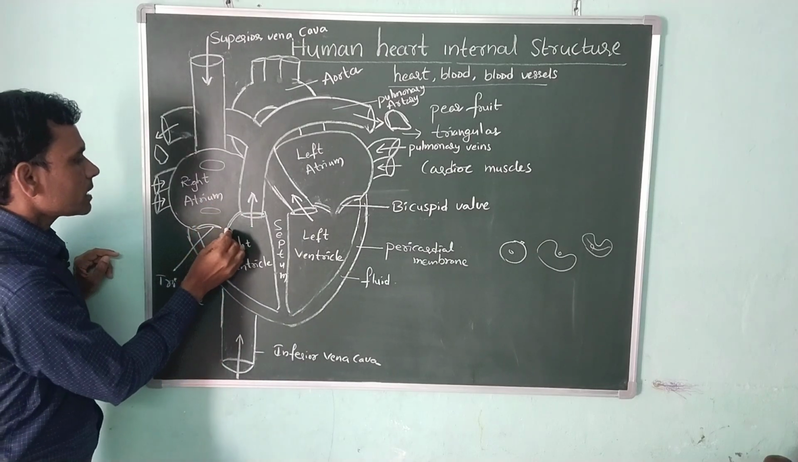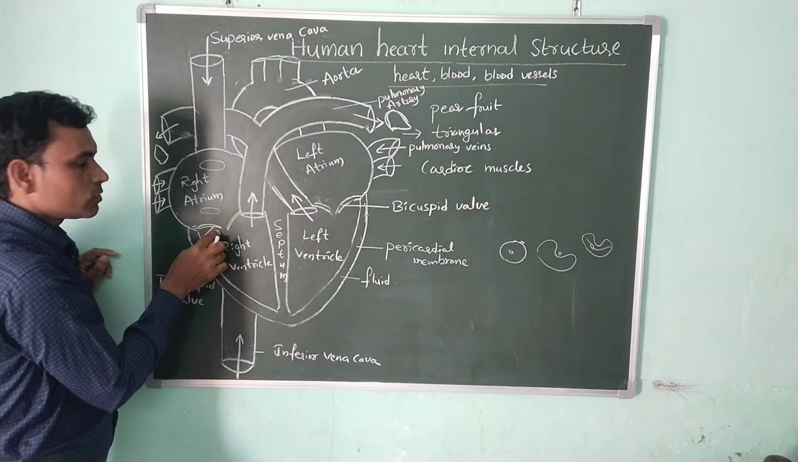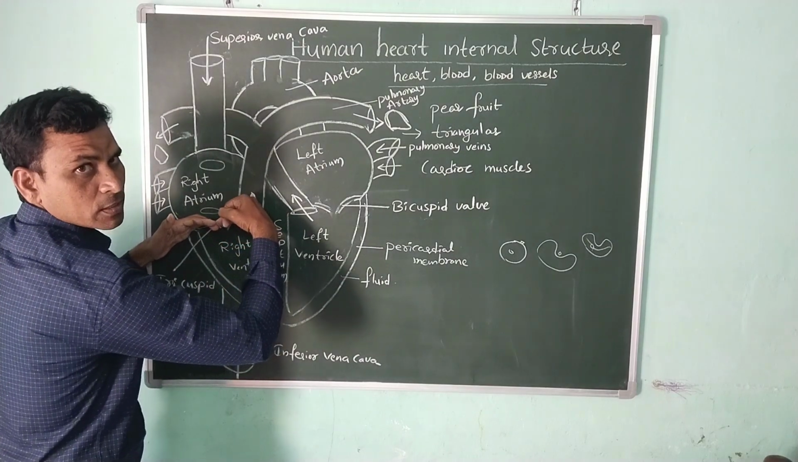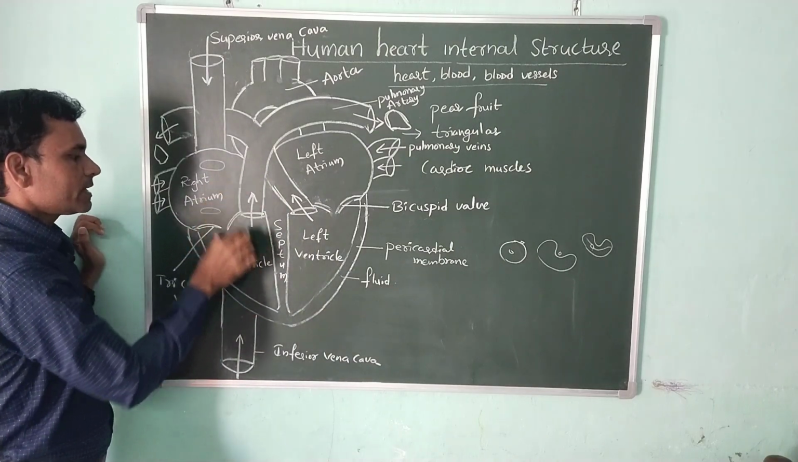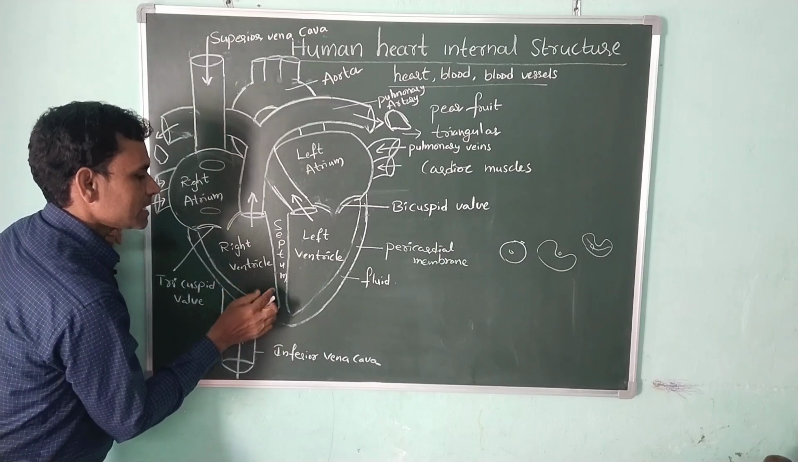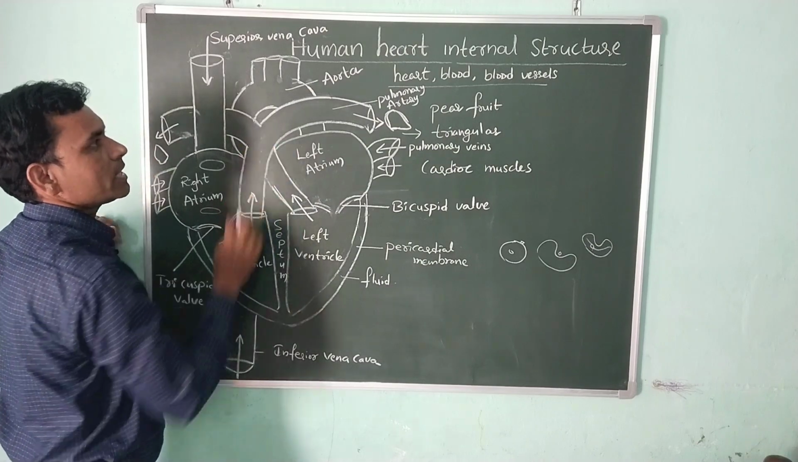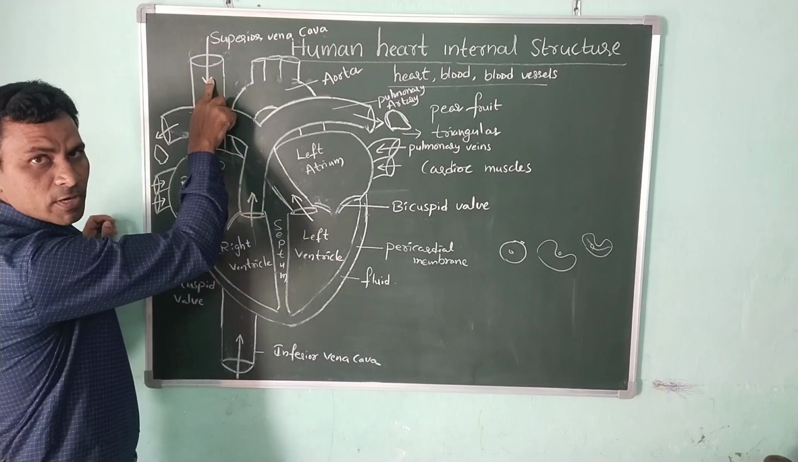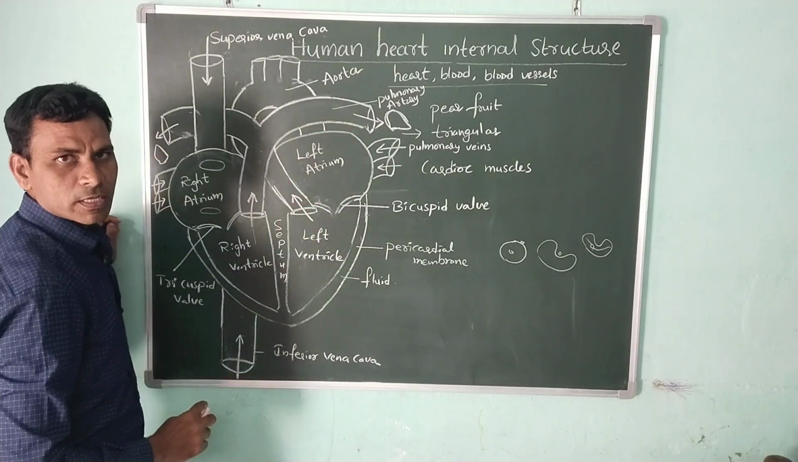Then, when the filling is completed, before that the valve is closed. Which one is closed? Here the tricuspid valve is there, in the closed position. When the atrium is filled, it opens and the blood enters the right ventricle. Then, when the ventricle contracts, the blood starts moving into the pulmonary artery. It is carrying deoxygenated blood, and it sends it into the pulmonary artery.